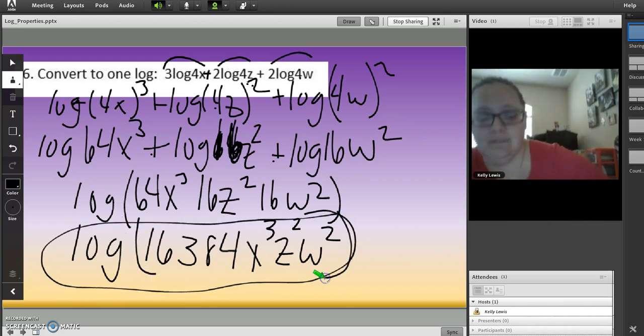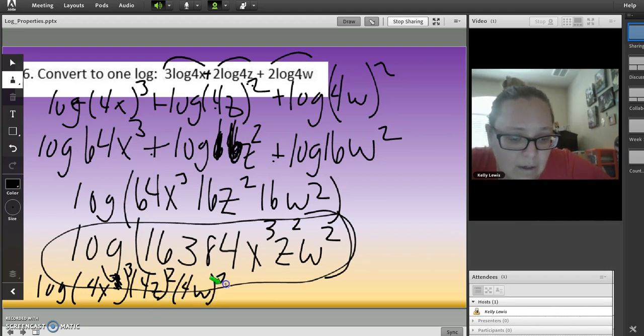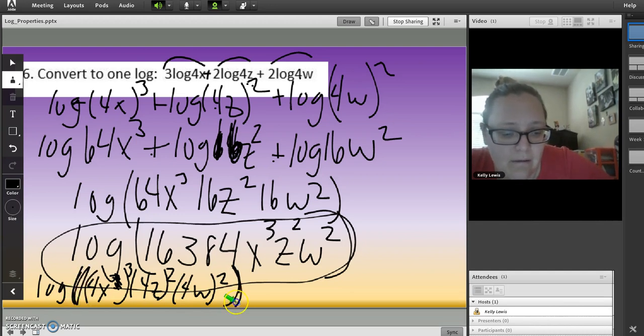So if you want parentheses around it, you can. I guess you could get away with this: log, parentheses, 4x cubed times 4z squared times 4w squared. Like that, you could. I don't know if your homework would accept that, but you'll have to look. The 16,384 is if you had multiplied all that out.